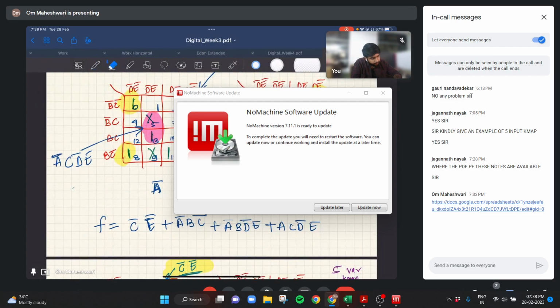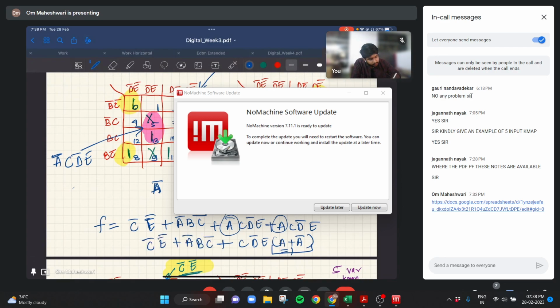So if we have A bar C, D bar E, this A bar and A will be common. C, D bar E. A plus A bar, it will be 1. So we have C bar E bar plus A bar B C bar plus C D bar E. This is F. So this is how we solve this 5 variable K-map.